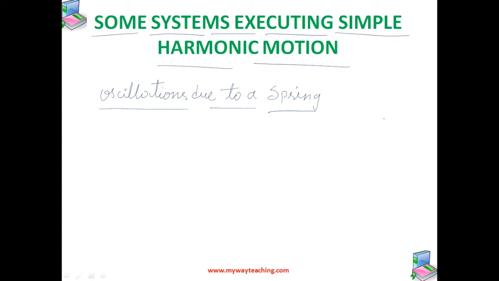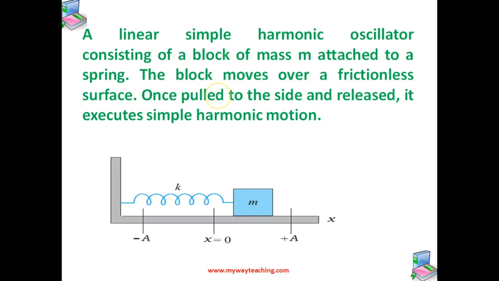The simplest observable example of simple harmonic motion is the small oscillations of a block of mass m which is fixed to a spring. Okay, this is the one. A small oscillation of this block of mass m, fixed to a spring, which in turn is fixed to a rigid wall, as you can see here. This is the rigid wall. The block is placed on a frictionless surface.